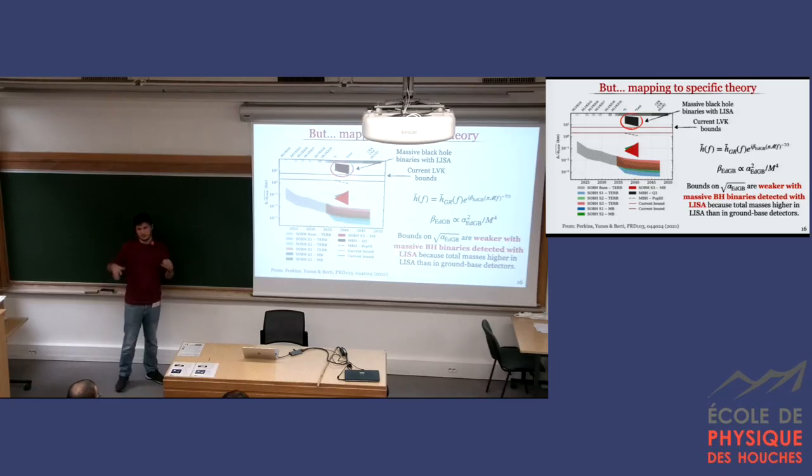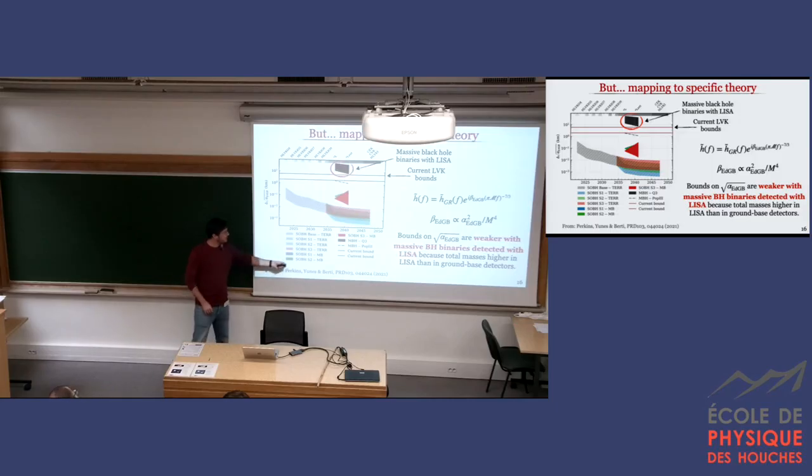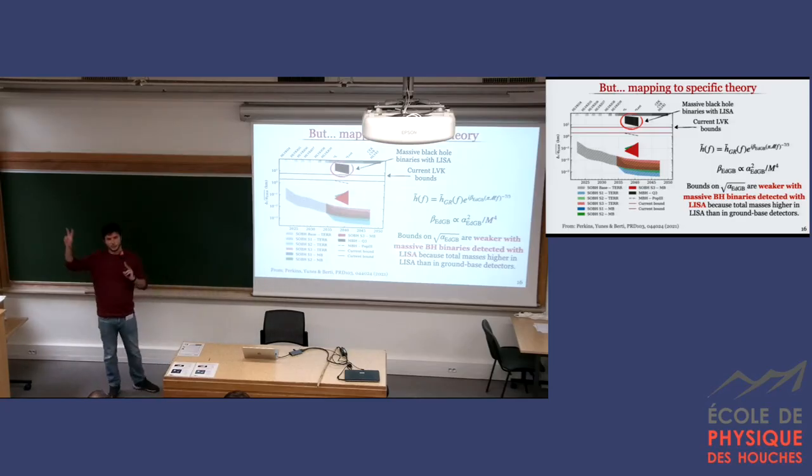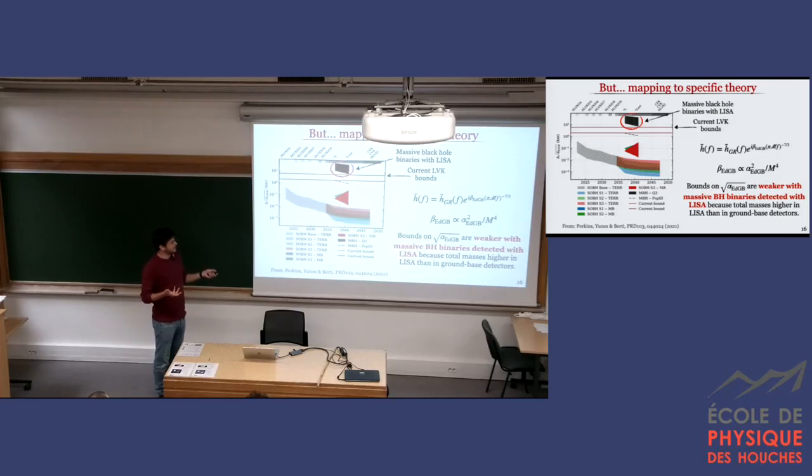So they are LIGO-like, LVK-like black holes, essentially. This MB here means multi-band, so these will be stellar origin black holes that are seen both in ground-based detectors and in the LISA band. MBH means massive black holes, so supermassive black holes tend to be the LISA ones, let's say.